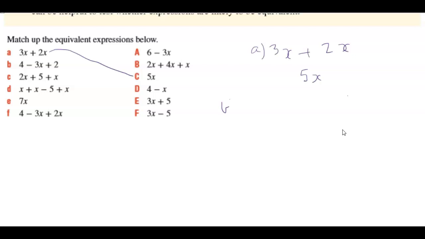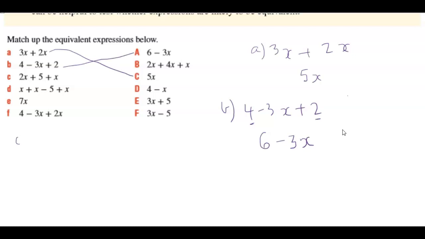Okay, let's look at B now. We've got 4 minus 3x plus 2. What we've got here is 3 different terms. In the next section we're going to look at like terms, but this basically means we look for constants. 4 and 2 are what we call constants. So that's going to be 6, 4 plus 2. And then we're left with minus 3x. Let's see if that's there. If I look here, I can see 6 minus x is up the top there at A. So I can match that there.